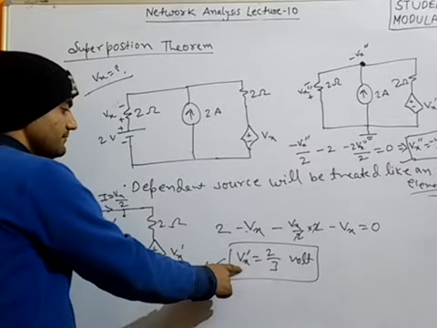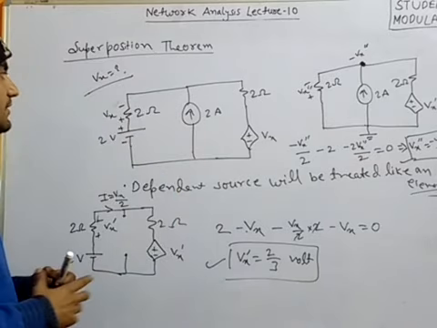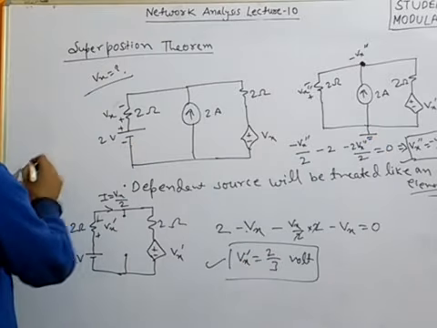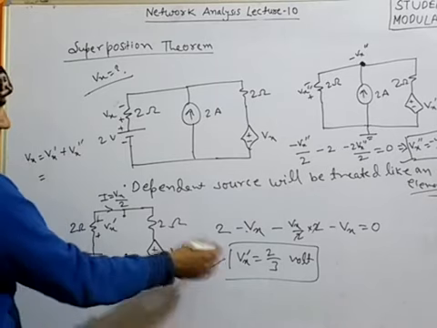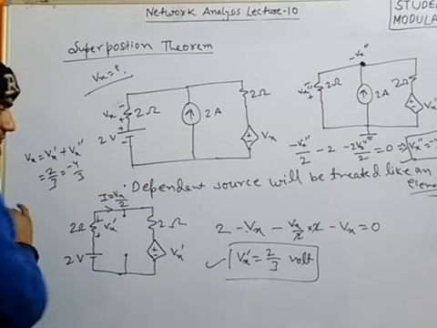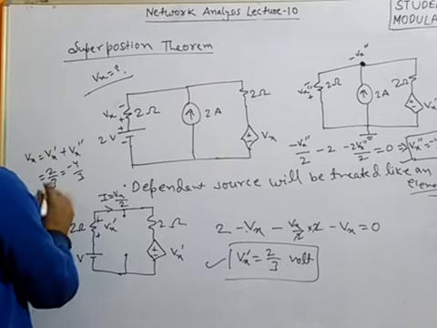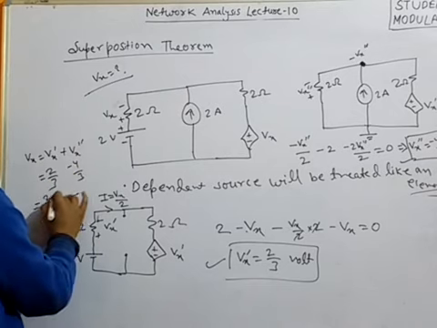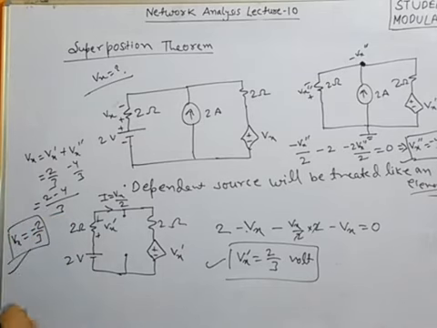So Vx double dash equals to minus 4 by 3. So Vx dash we have got 2 by 3, Vx double dash we got minus 4 by 3. So overall, by summing these two, Vx dash and Vx double dash, we can easily get this Vx. Vx dash plus Vx double dash means Vx dash is 2 by 3 and Vx double dash is minus 4 by 3. So the result will be 2 by 3 minus 4 by 3. The result will be 3 here, 2 minus 4 or minus 2 by 3. So Vx is minus 2 by 3 volt.